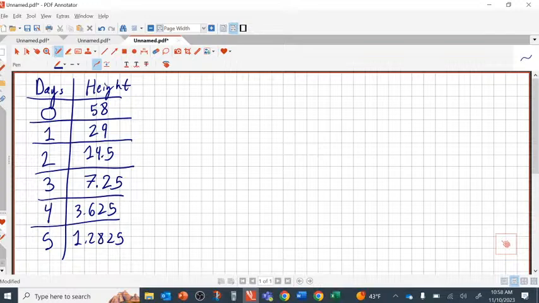Now, guys, let's take a look at this. Can someone remind me what it means for two relationships to be proportional? What does it mean when two relationships are proportional? Is the relationship between the days and the height a proportion?